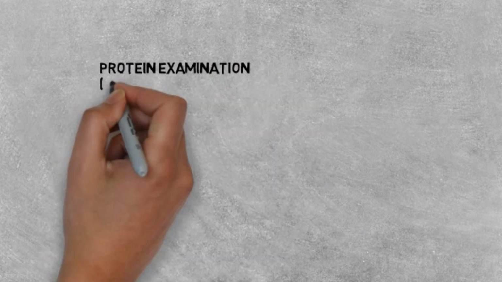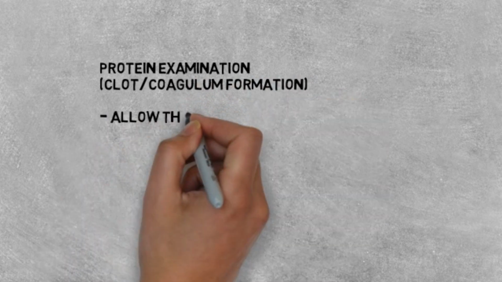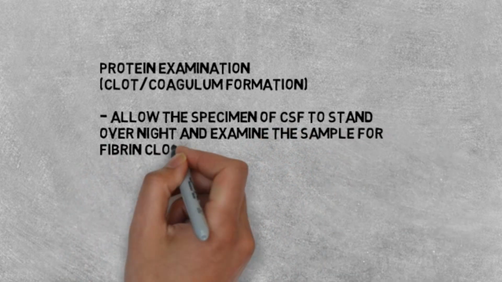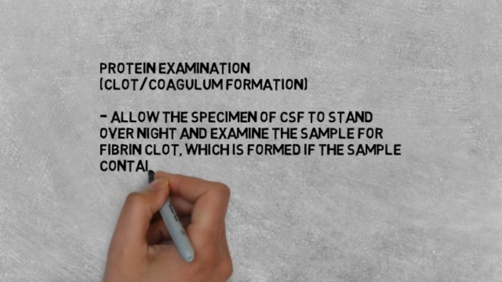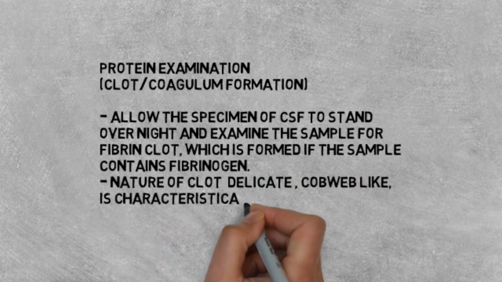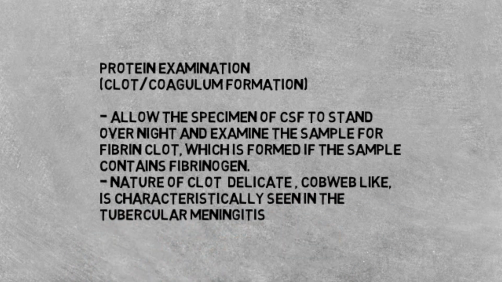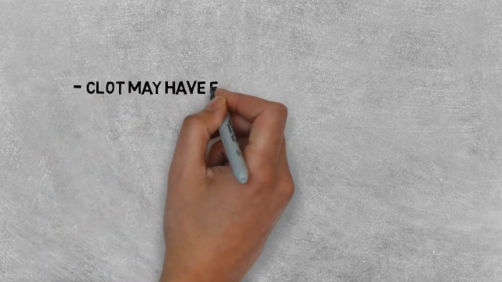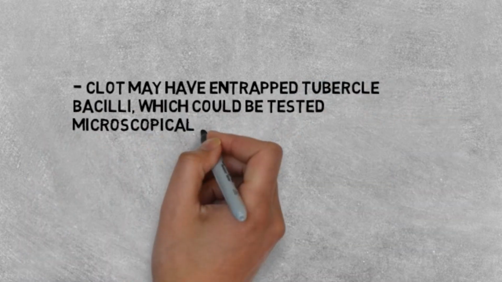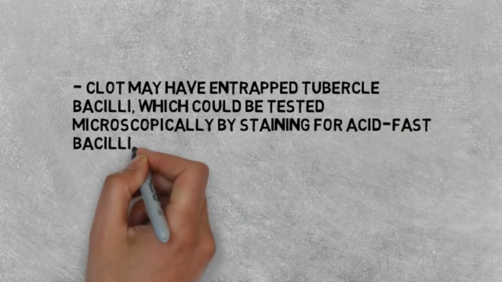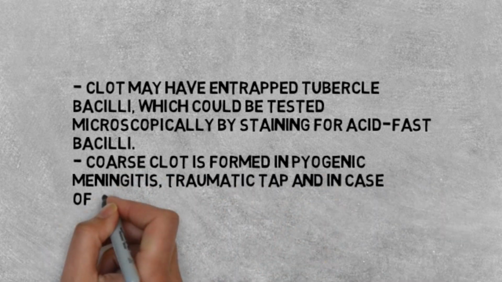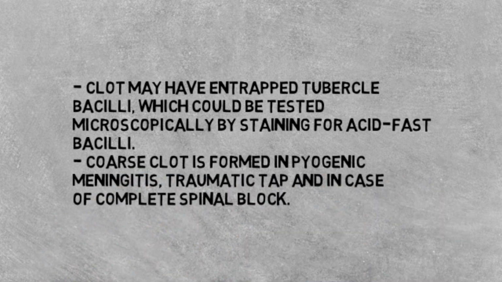Protein examination or clot or coagulum formation. Allow the specimen of CSF to stand overnight and examine the sample for fibrin clot, which is formed if the sample contains fibrinogen. Nature of clot, delicate, cobweb-like, is characteristically seen in tubercular meningitis. Clot may have entrapped tubercle bacilli, which could be tested microscopically by staining for acid-fast bacilli. Coarse clot is formed in pyogenic meningitis, traumatic tap, and in case of complete spinal block.